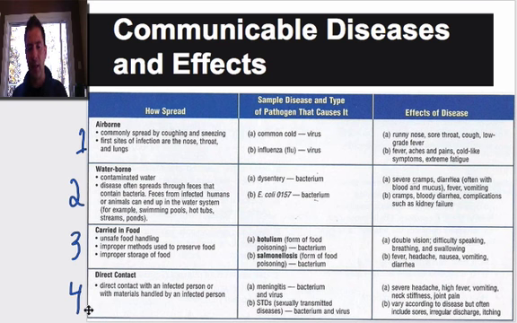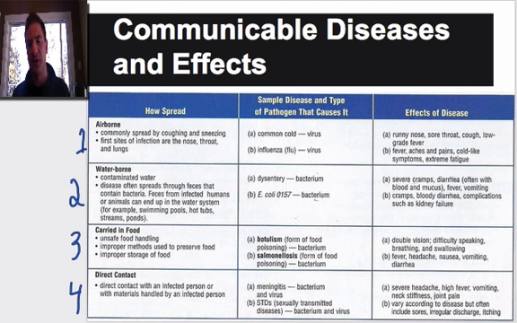Okay, so the key here is that communicable disease means that we can pass it from one organism to another. If I sneeze in your face, cough all over you, and I was ill or a host carrying that pathogen, whether the flu or the cold, you could get that, and all of a sudden you could become infected with that as well.